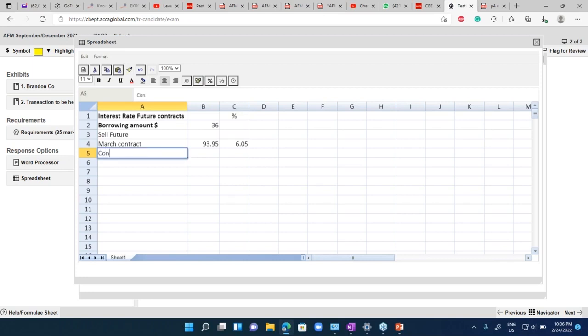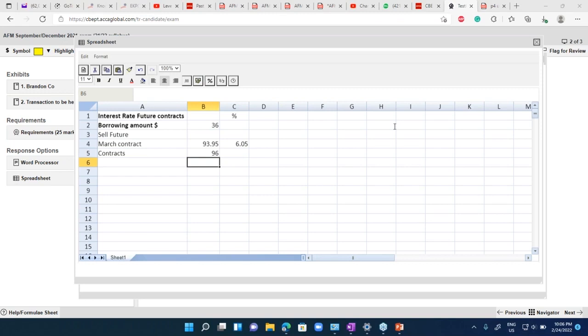Now identify the number of contracts. That is 36 million divided by 0.5 million contract size, into duration of loan 4 months divided by 3. So the number of contracts are 36. Sorry, 96. Number of contracts are 96.